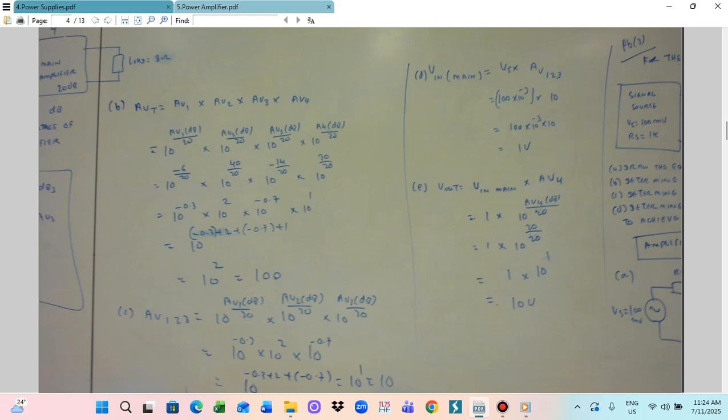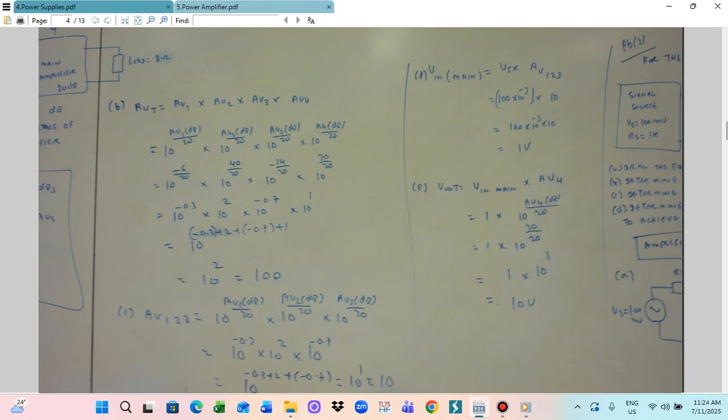So this is for the input of the amplifier, and the output voltage of the amplifier. We also have to calculate the output voltage, Vout. So Vout can also be calculated.